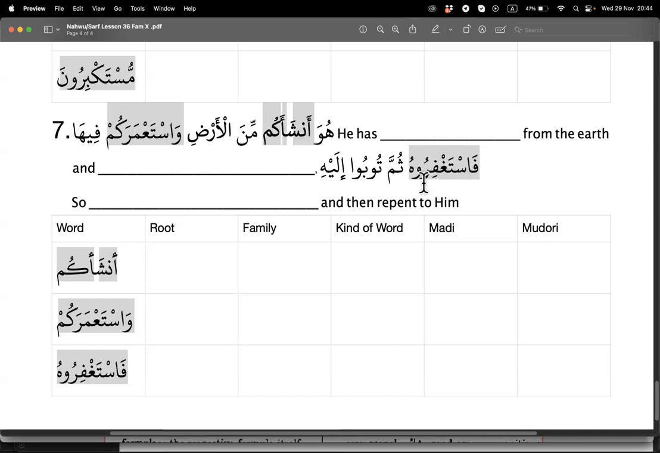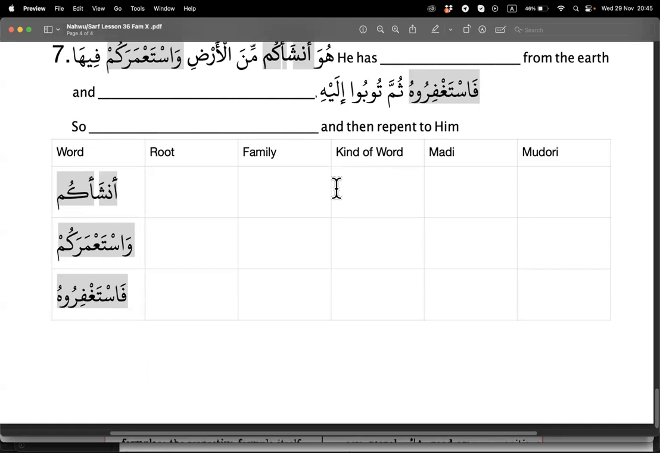Next one, fastaghfiruhu. Astaghfiru will be fi'il madi. You sure? Yeah, fi'il madi. Madi who? Madi hum. Sorry, this one, no. Anta fi'il amr. Amr, yes, antum. The ain kalimah is baris bawah. Yes, it's kasra. Good. Who will be coming back to Allah is the maf'ul. Yes, exactly. Thumma tubu ilayh. Okay, so translation. So ask his forgiveness from him, correct. And then thumma tubu ilayh is then repent to him. Okay. Good.